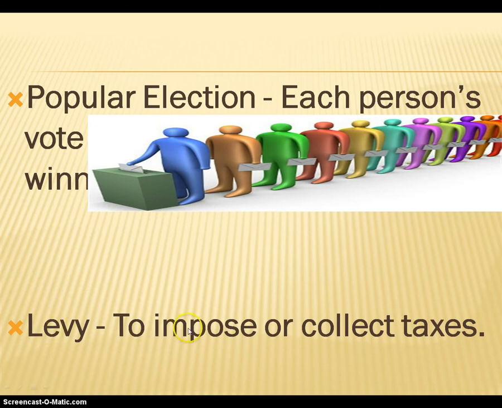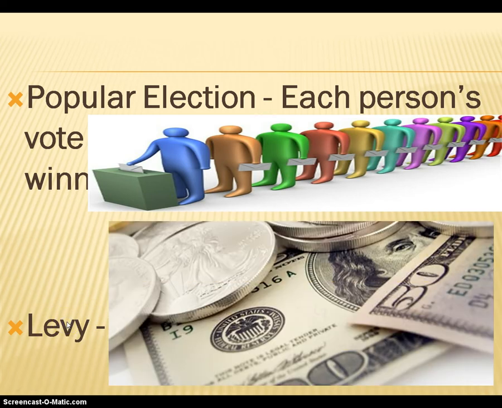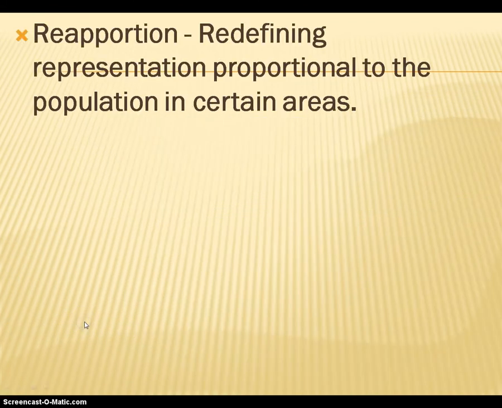And then you have levy, to impose or collect taxes. Right? So when they levy a tax, they're imposing a tax on us and are going to be collecting the monies. Right? And that's how the government gets its money to do stuff.